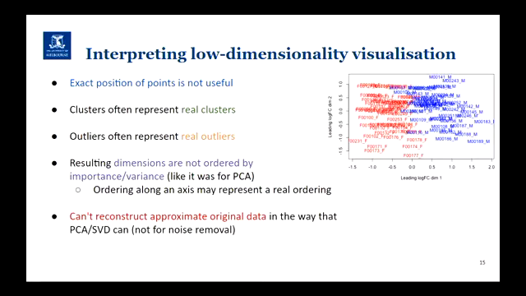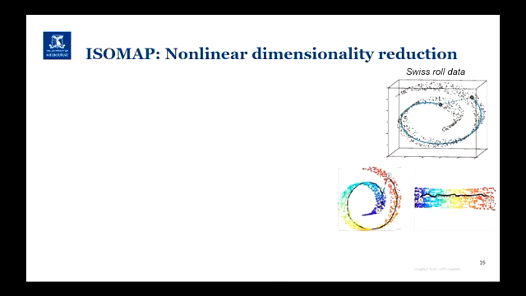One important difference from PCA and SVD: we can't reconstruct or approximate the original data using this. This is not for noise removal, it's mainly for data visualization. Okay? And that's 1 out of 4 algorithms. The second one is a nonlinear one. So far we've been talking about linear projections of the data, so linear-based feature extraction approaches. ISOMAP is a nonlinear one.